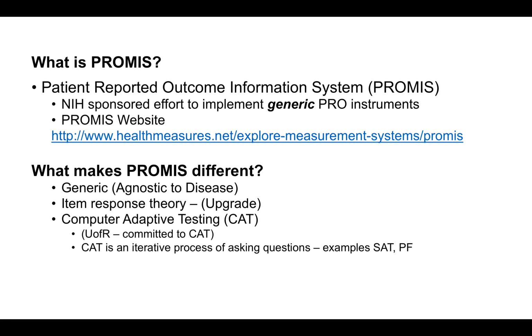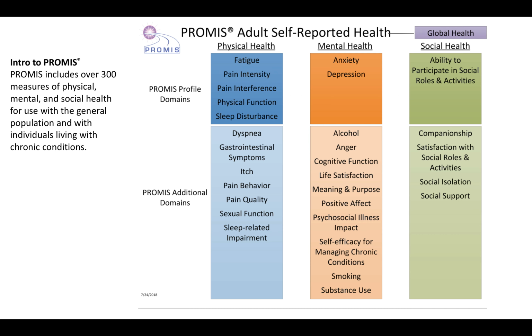A key feature of these new measures is that they are generic or disease agnostic, which means they can be applied across different diseases. They were developed using item response theory, which is an upgrade over previous measurement approaches. And third, the tools are available in short forms, which means pencil and paper tests, or more importantly, as computer adaptive tests. Having the tools available as computer adaptive tests, you'll see in this talk, is a key advantage.